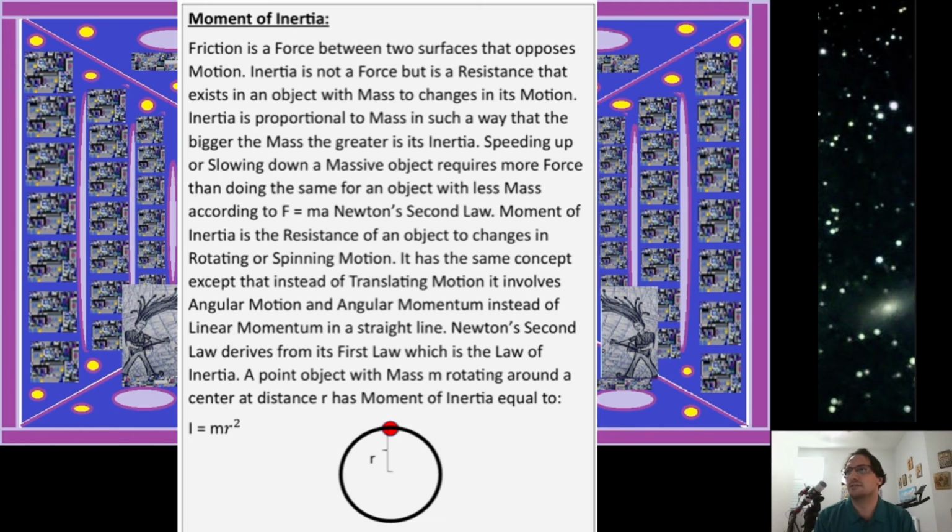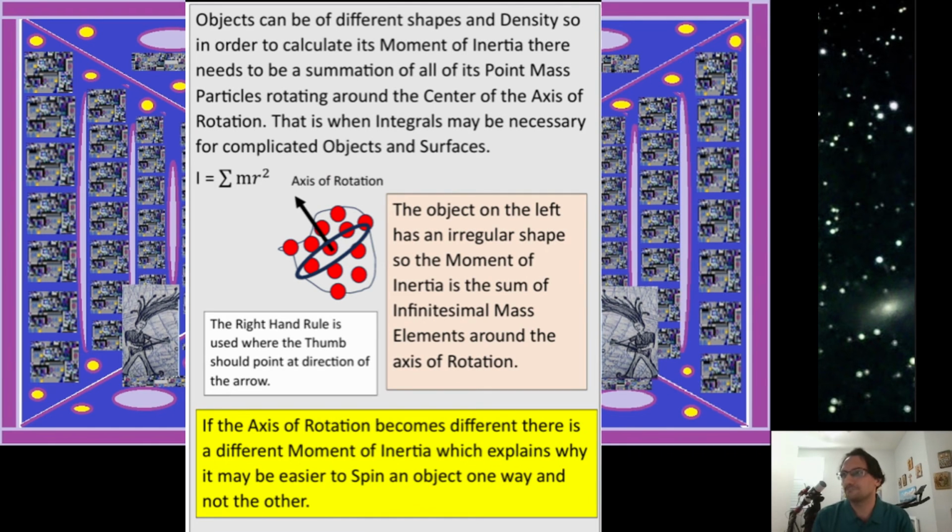It has the same concept, except that instead of translational motion, it involves angular motion, angular momentum, instead of linear momentum in a straight line. So when we're talking about moment of inertia, we're talking about its relation to rotation or spinning, as opposed to translational motion, where an object is moving in a straight line. If an object is making a turn, then it has rotational motion. Newton's second law derives from its first law, which is the law of inertia.